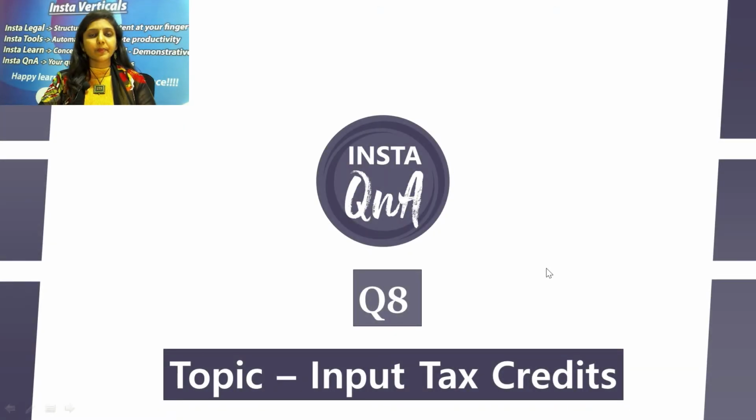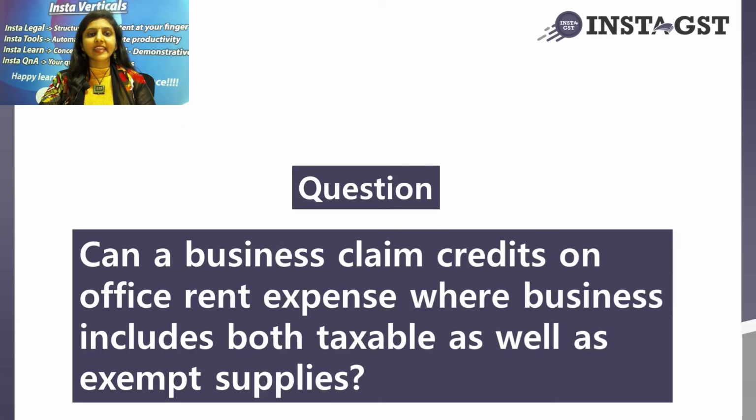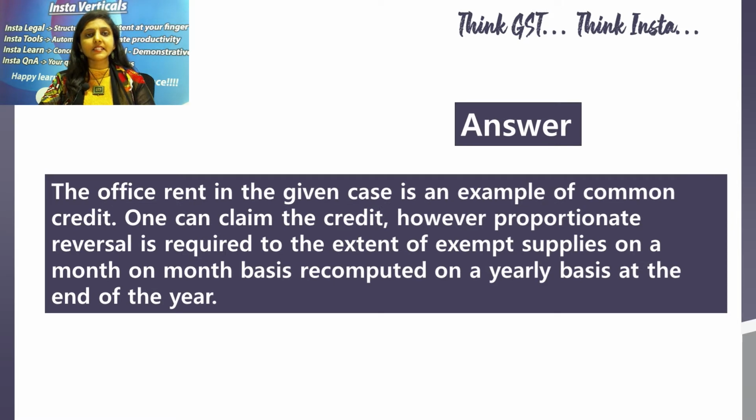Question 8. Topic: Input tax credits. Can a business claim credits on office rent expense where the business includes both taxable as well as exempt supplies? The answer is, office rent in this instance will be called something like a common credit. This is because it is a common expenditure which is used for both taxable supplies as well as exempt supplies. One can definitely claim this credit.